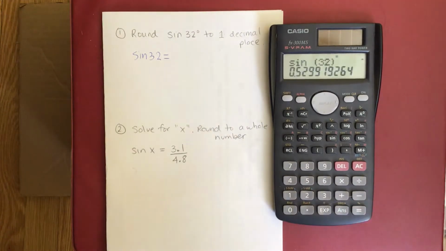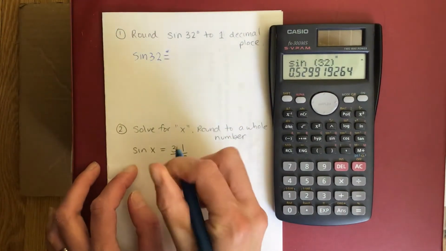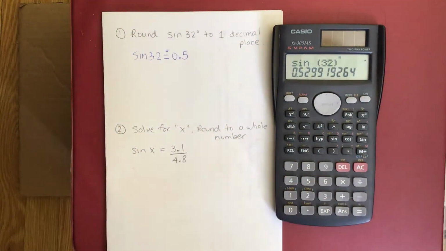Then you hit equals and we get 0.52991 and so on. But we're going to round to 1 decimal place. So this is equal to approximately 0.5. Okay, we're gonna hit the on button, clear it again.